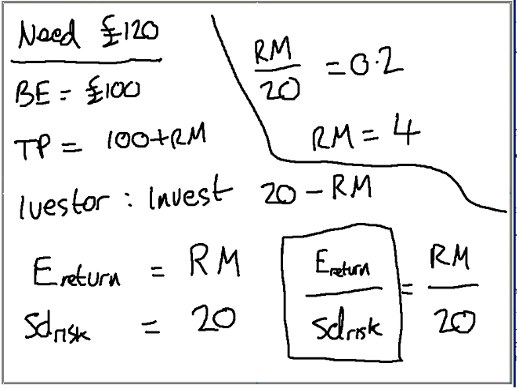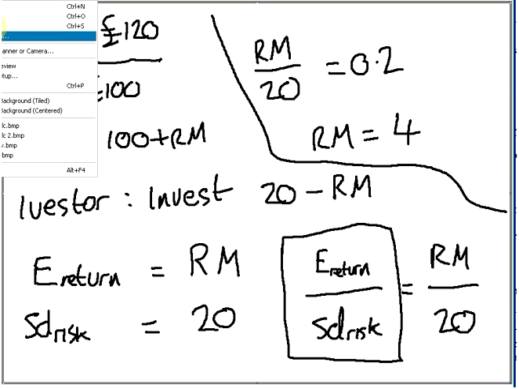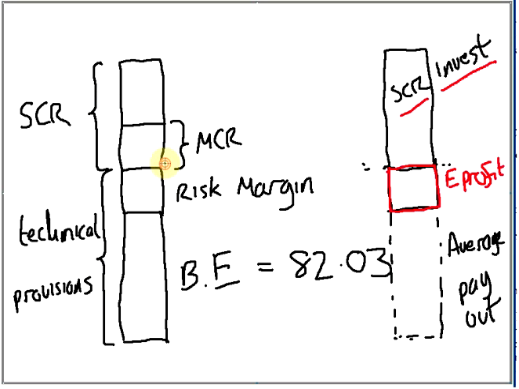So if we save that and open our stat one, in this case, I ignored the time value of money for the risk margin calculation. The £82.03 has a time value of money in it. So the risk margin would actually be 4 divided by 1.02 to the power of 10. But we can see now we've got the calculation of a best estimate of £82.03 and a calculation based on market values of a risk margin.